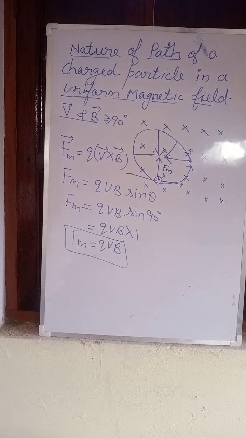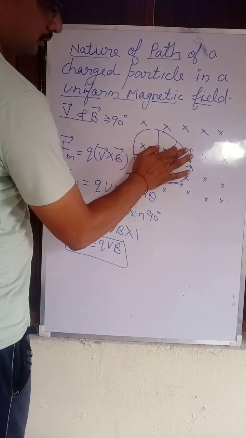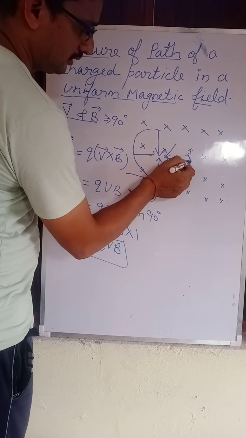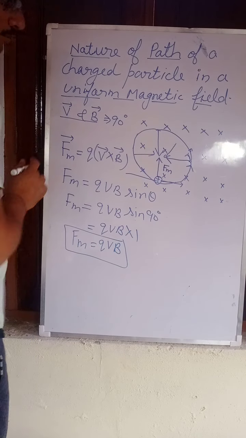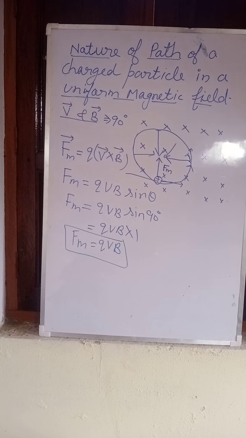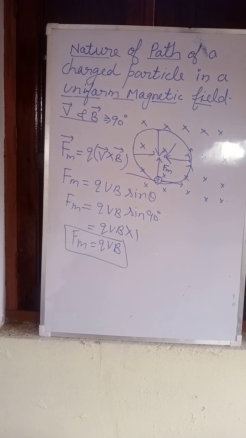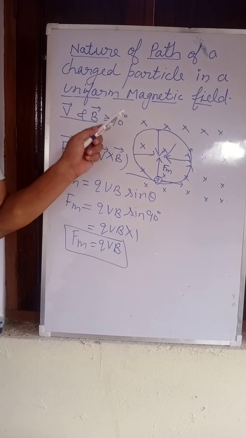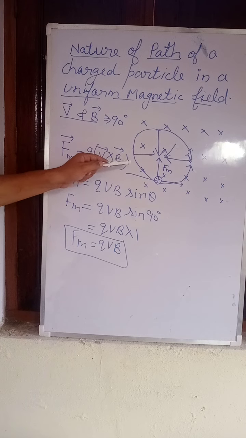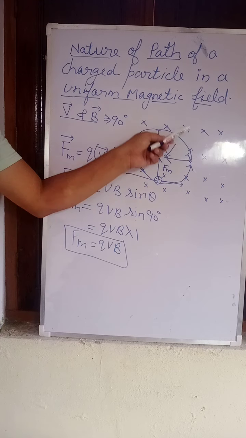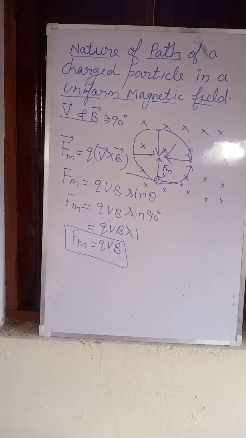So the path of the charged particle will be a circle. What will be the nature of the path? Circular path. This is the first case. When the charged particle enters the magnetic field perpendicularly, the path of the charged particle will be a circle.